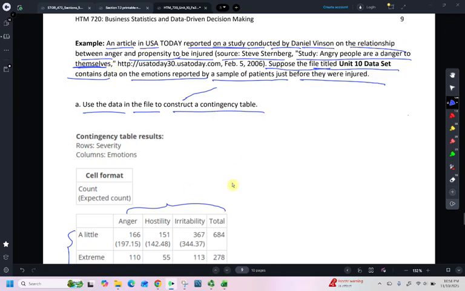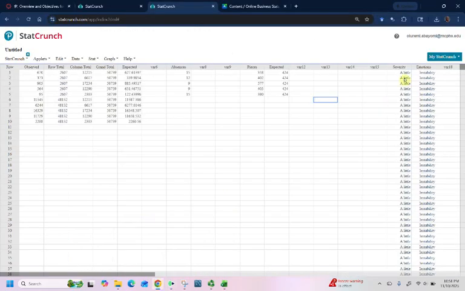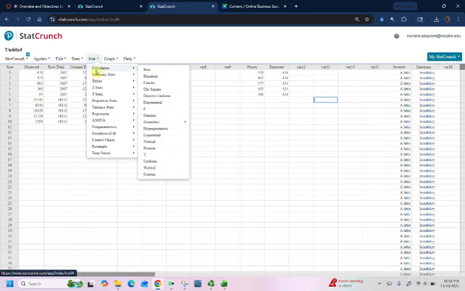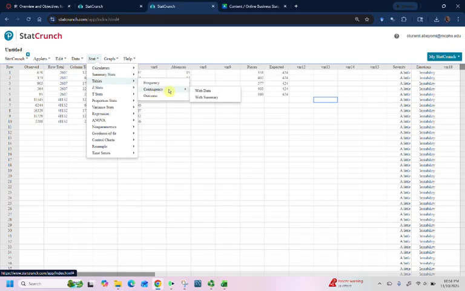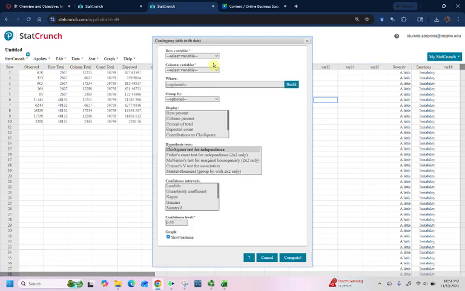Now, let's take a look at that data set. So I have the data set in StatCrunch ready to go. You have severity and you have emotions. This is talking about the severity of the injury, and these are a different range of emotions felt before an injury. So let's look at the distribution of the different levels of each of these categorical variables. We can go to Stat, and we can go to Tables, and in particular, we want a contingency table for data.